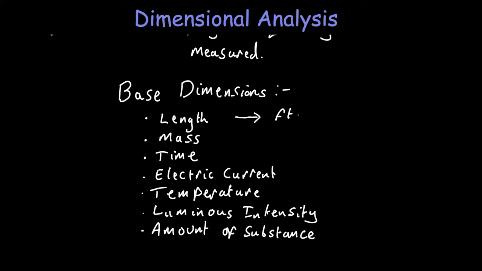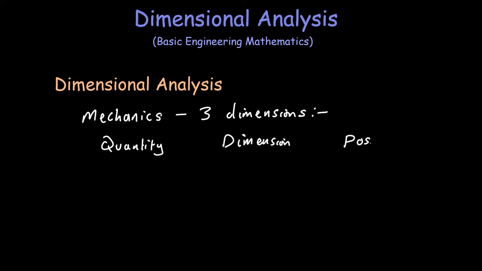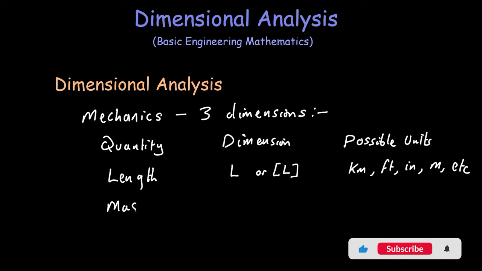So, for example, length can be measured in units of meters or feet or fathoms or any other unit. Whatever unit is chosen, we still say that it's a dimension of length. In classical mechanics, we will only deal with the dimensions of length, mass, and time, which we can represent as capitalized L, M, and T respectively.